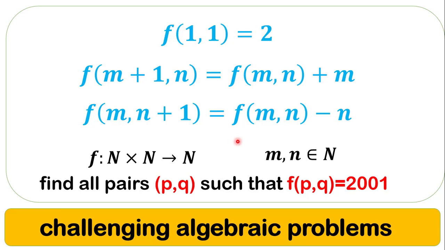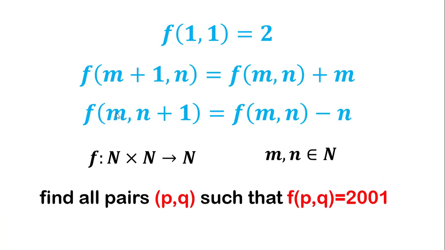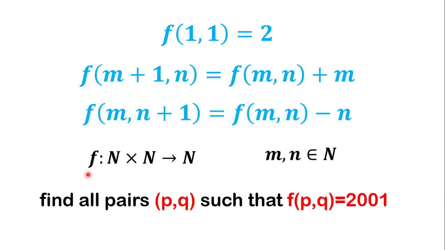In this video we're going to solve an interesting problem. We are given a function whose domain and range are natural numbers, and f of m plus 1 and n equals f of m and n plus m. The second equation is f of m and n plus 1 equals f of m and n minus n. Also, we know f of 1 and 1 is equal to 2, and m and n are natural numbers.